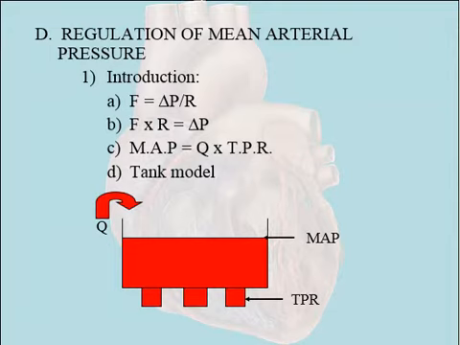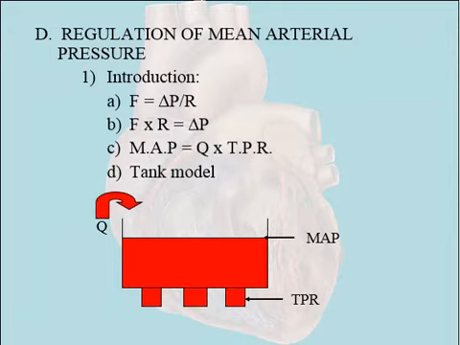I talked about this a little before. So Q is the source of blood going into our tank, the arteries. The mean arterial pressure is represented by the fluid in the tank. And then these are the arterioles that are coming out, and they're creating the total peripheral resistance, most of it anyway.